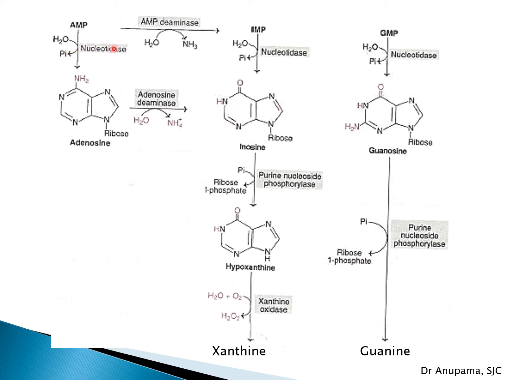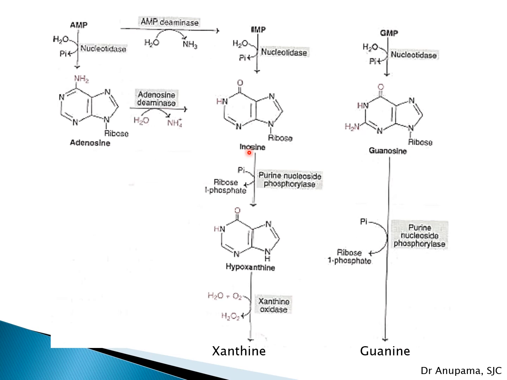Or AMP may initially undergo deamination by AMP deaminase, followed by removal of phosphate by nucleotidase, resulting in inosine. And GMP loses its phosphate initially, resulting in guanosine. Now this guanosine again undergoes phosphorolysis, that is it loses its ribose, releasing ribose 1-phosphate, and then you'll get guanine.